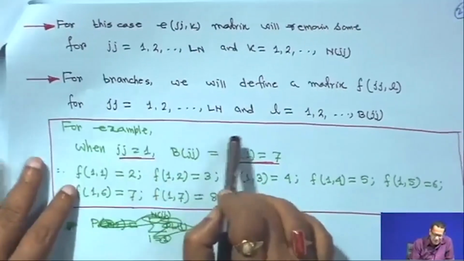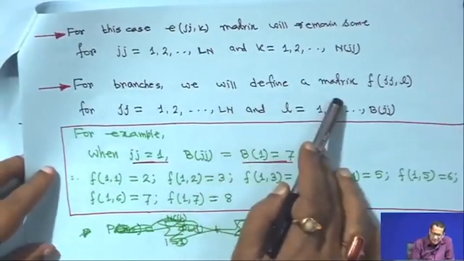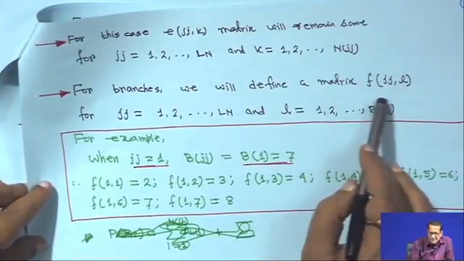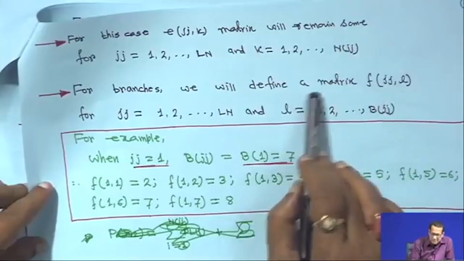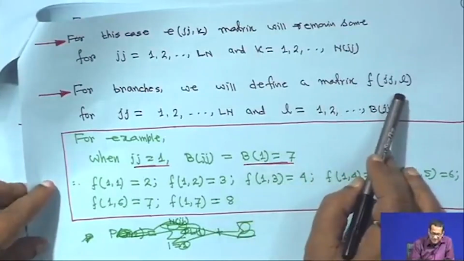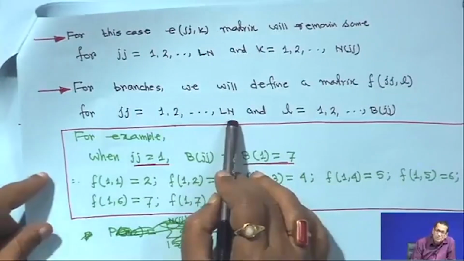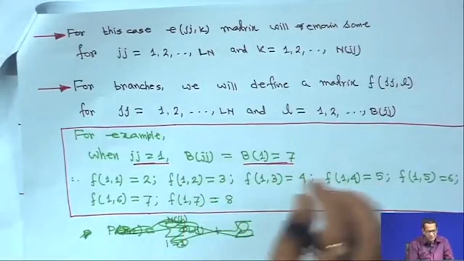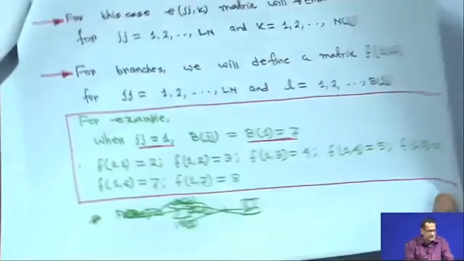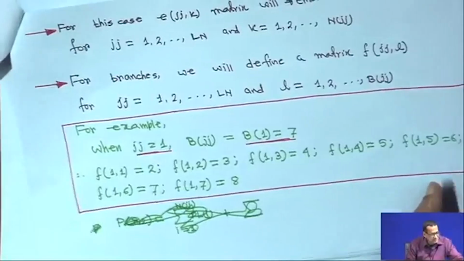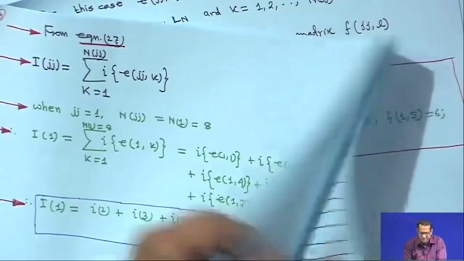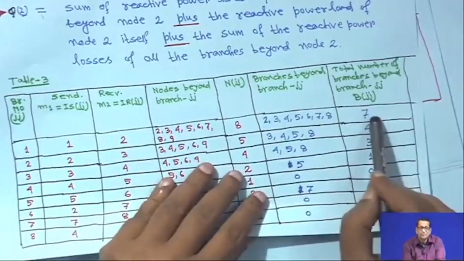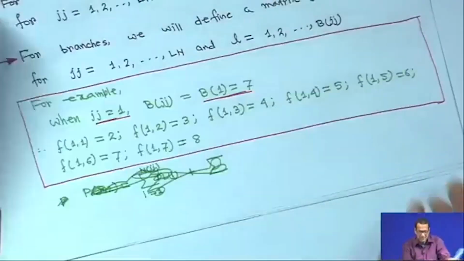Now, for branches we will define a matrix, say F_JJL. The previous one was your E_JJK and this one is the matrix F_JJL, for JJ equal to 1, 2, up to the branch number Ln, and L equal to 1, 2, up to your B_JJ. This data you have to feed to the computer, this B_JJ. You have to make it in tabular form.